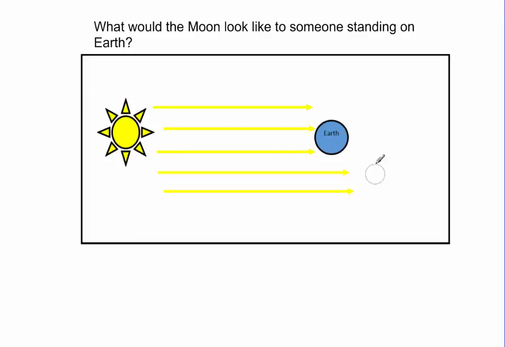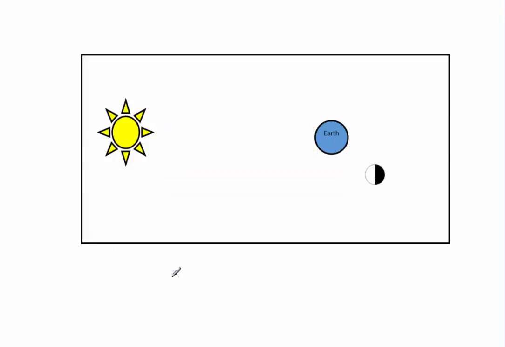So we're going to darken in or shade in the half of the moon. So cut the moon in half, half facing the sun, half not facing the sun, and we're going to color in the half not facing the sun. Okay, so if we were to clean that up, it would look like this.